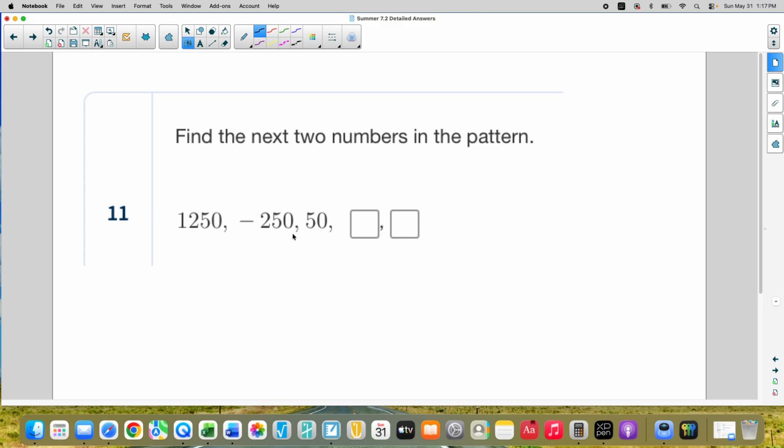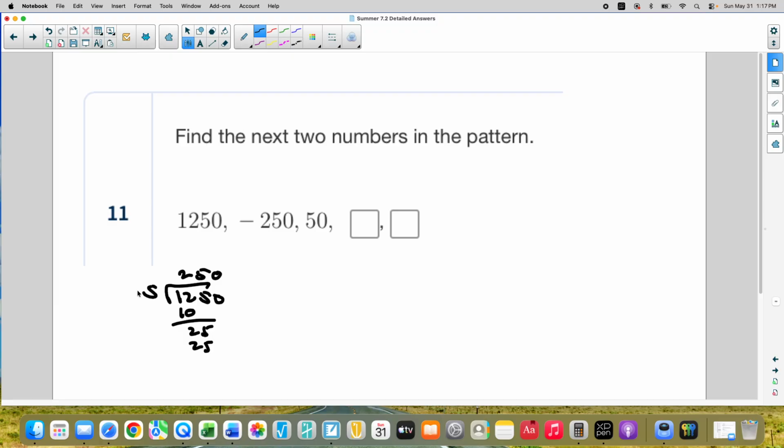Well, it's not subtraction because that would be minus 200. This is 200. So maybe divide by 5? Divide by 5. If we divide 5 into 1250, it goes in 2 times, 10, goes in 5 times, 0, yeah.